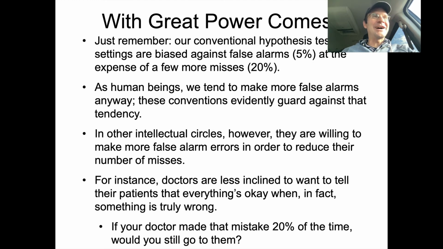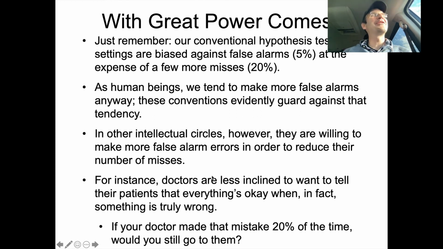So doctors are less inclined to tell their patients that everything's okay when, in fact, something is truly wrong with them. So, for instance, if you had something truly wrong with your health and you go to your doctor and then 20% of the time the doctor just misses the fact that something's wrong, would you still go to them? Would you be getting more second opinions than you do normally? I don't know, but maybe you would probably start thinking that doctor is not super helpful or reliable.